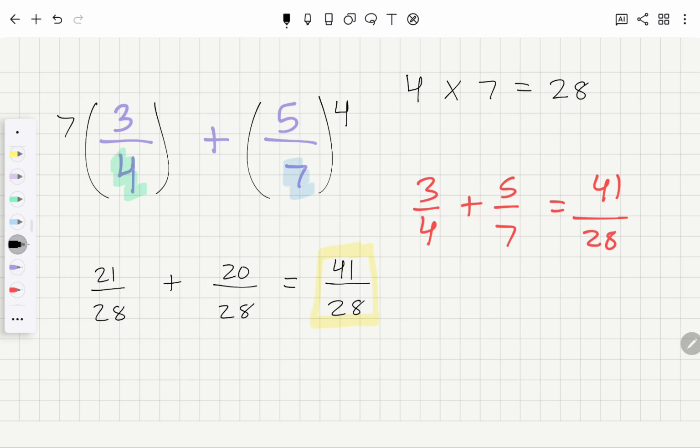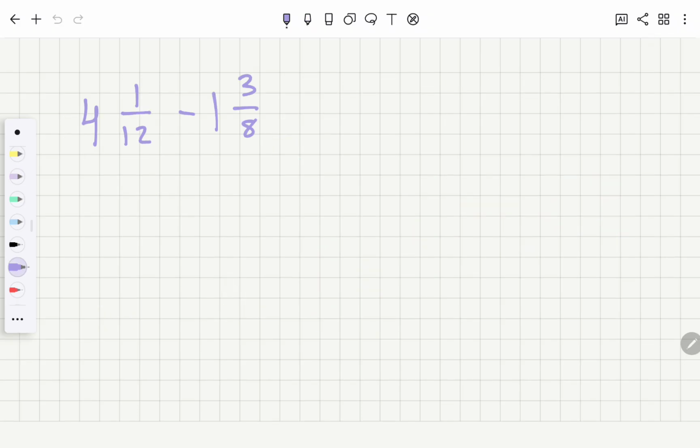Now, your denominator here does not have to be one of our original denominators. It can be a whole different denominator. That is a-okay. How about we move on to subtraction now? Alright, let's try this one.